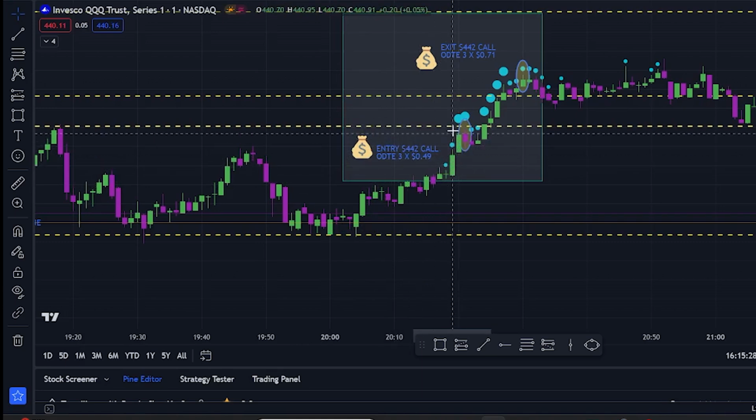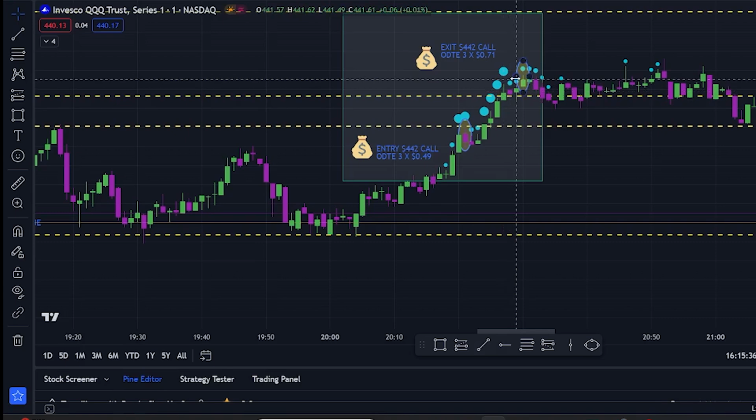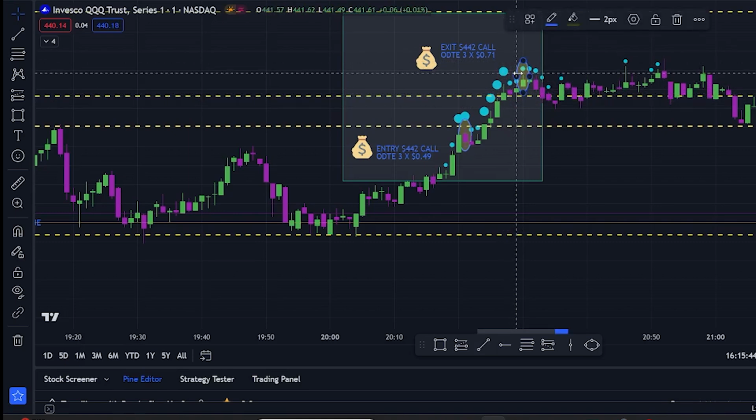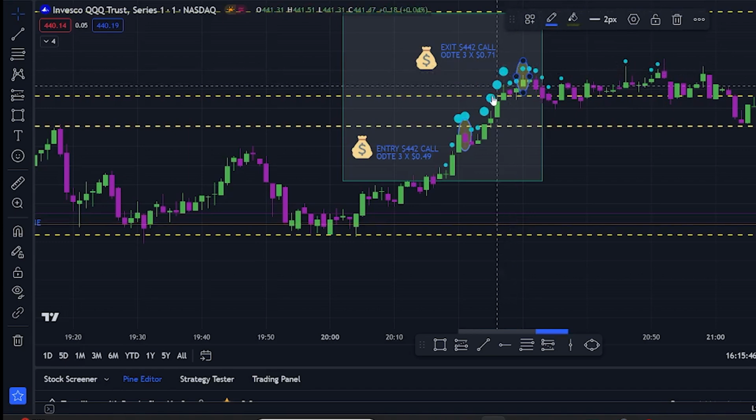It went up, boom, boom, boom, boom, boom, and touched the level, right? Boom, boom, broke, got in, goes up, breaks out the level. Nice continuation, and I was like, I don't want to get greedy. At this point, I was up, so I got out right around here. And as you can see, exit 442 call, I end up exiting 3 contracts at $71.